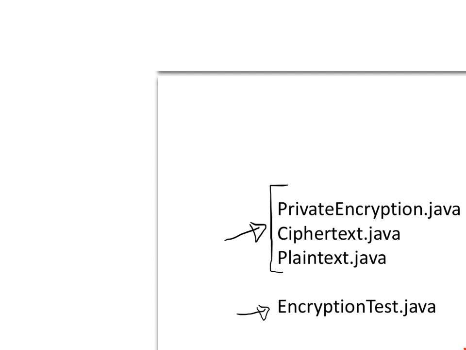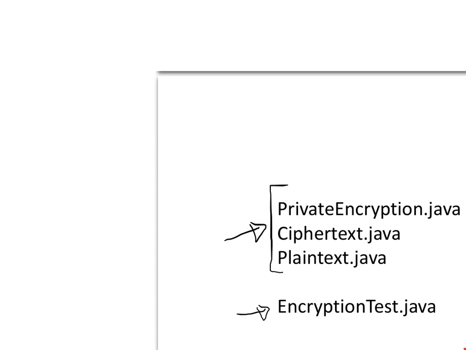Now let's say you have added code to PlainText.java and you haven't added code to CipherText and PrivateEncryption.java yet. You will not get any exception from the code that tests PlainText.java, but you will get exceptions from CipherText and PrivateEncryption. So in EncryptionTest.java, if you just keep the code that tests PlainText.java and comment out the rest of the code, that will give you an output instead of raising an exception. That's what I mean by incremental addition of your code.